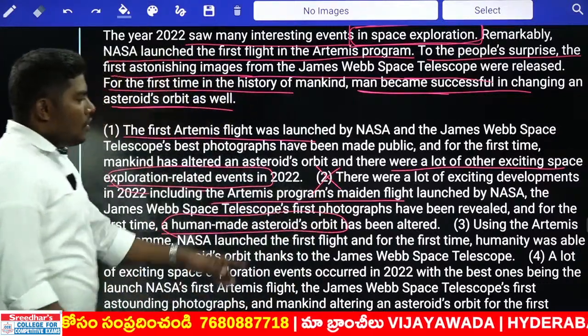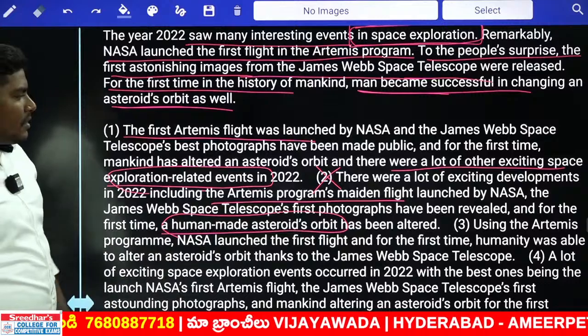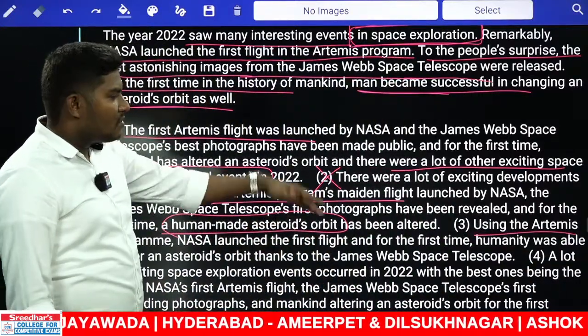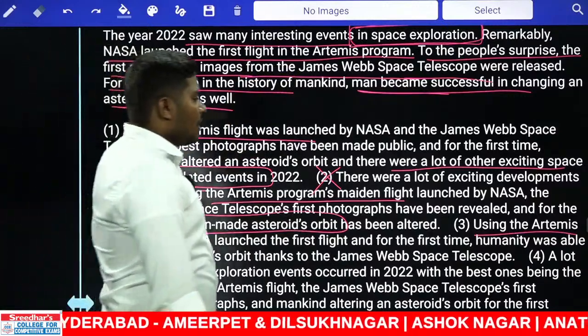Look at the third one. Using the Artemis program. Is there something like using this? The Artemis program has become successful, but it is not used for anything. That's not mentioned. So the third one is directly out.